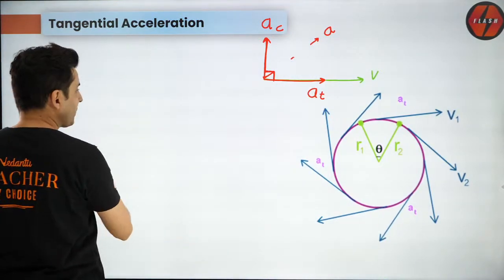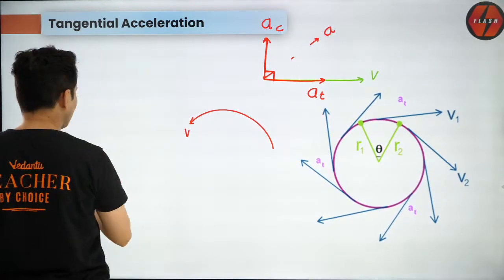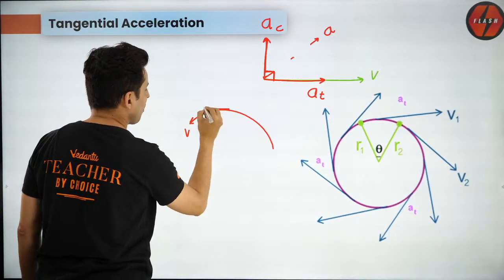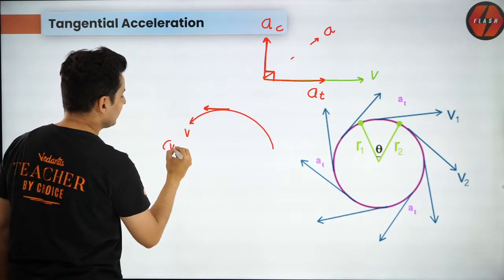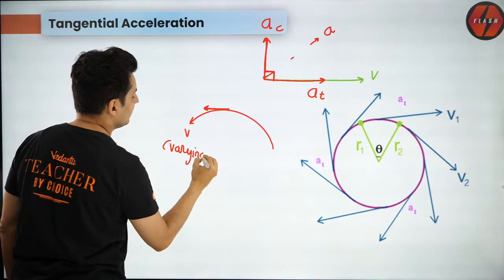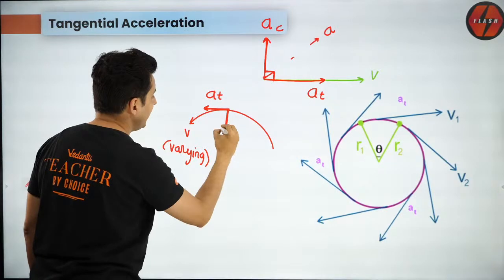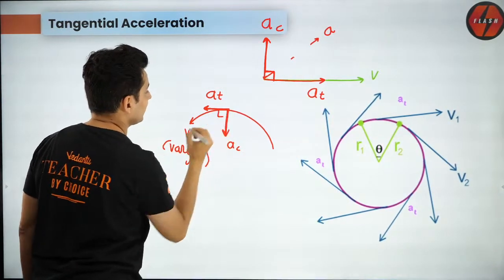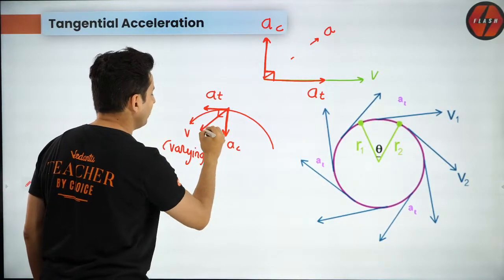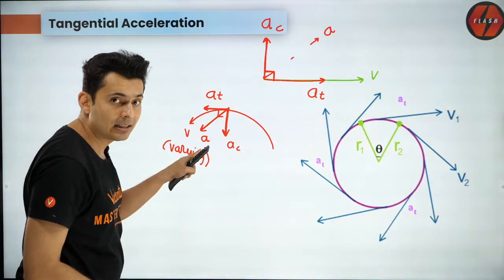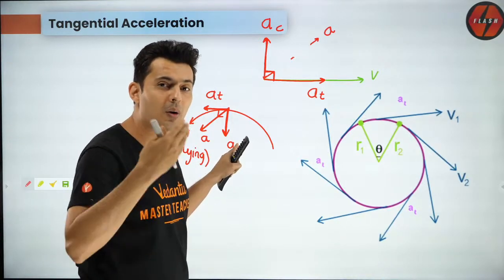So understand, whenever I have a particle going in a curved path, there will be two kinds of acceleration if the speed is varying: the tangential acceleration as well as the centripetal acceleration. What is the total acceleration? It will be the vector sum of both of them. That will be the total acceleration, and each acceleration has its own job.